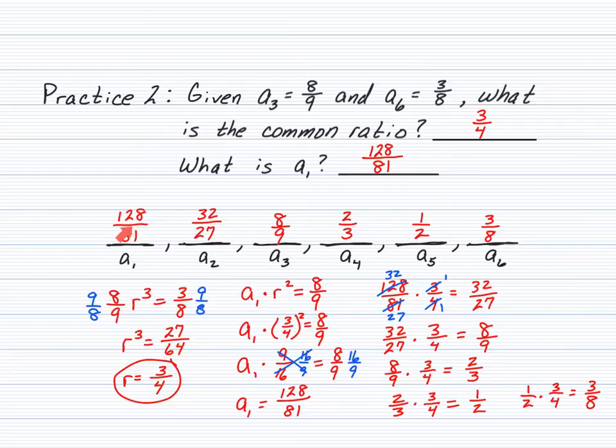Now you can get all the other terms. It didn't ask it up here, but if we want to complete this sequence out, 128/81 times 3/4 will give us this, times 3/4 again gives us this term, times 3/4 gives us this, times 3/4 is that, and then times 3/4 again is this fraction here on the end.